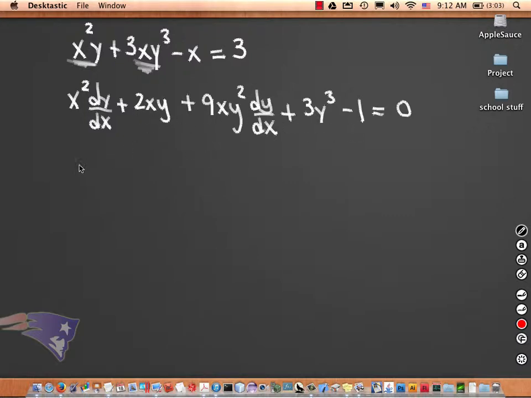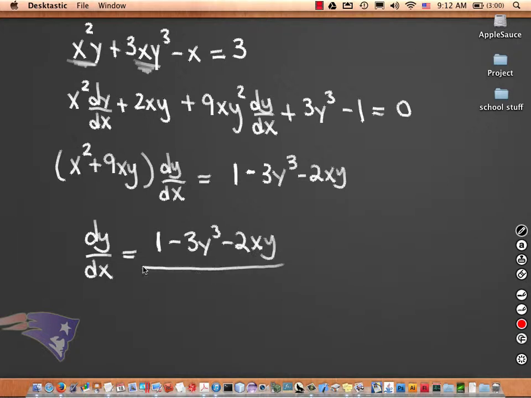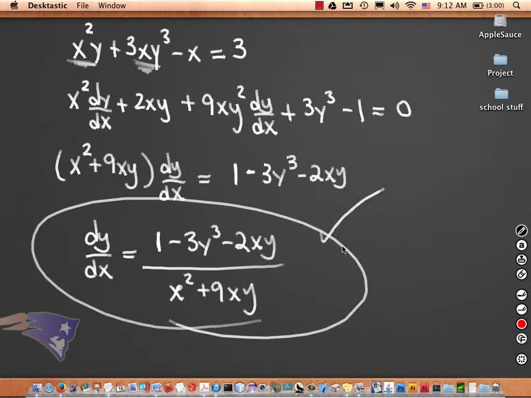Now let's solve for dy dx. So what we do is we gather all of our like terms, x squared plus 9xy dy dx, and we subtract everything that's not a dy dx to the other side. So this becomes 1 minus 3y cubed minus 2xy, and so the final answer, dy dx implicitly, is 1 minus 3y cubed minus 2xy all over x squared plus 9xy. That is the answer.